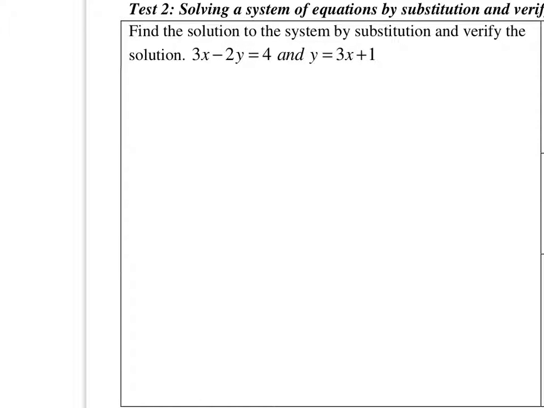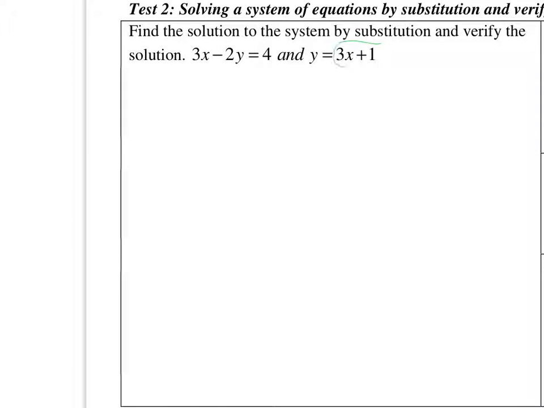Alrighty, we're going to find the solution by substitution and then verify it. So the first step in substitution is we're going to take one equation and plug it into the other. Now to know which one to plug into the other, you want to look for the equation that has x equals or y equals. Do you see how this is y equals? So this is the equation we're going to plug into this equation.